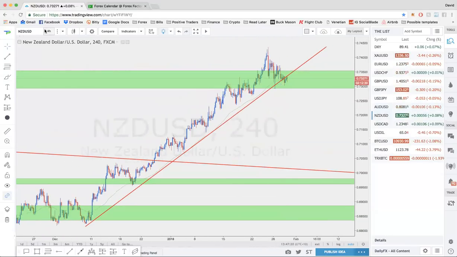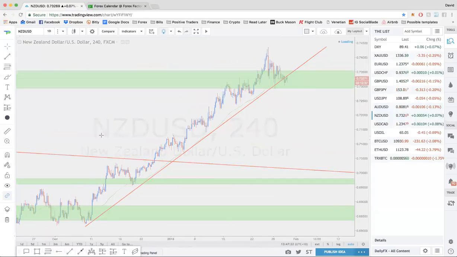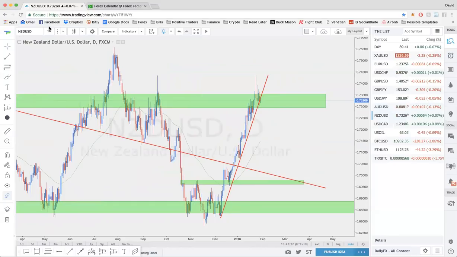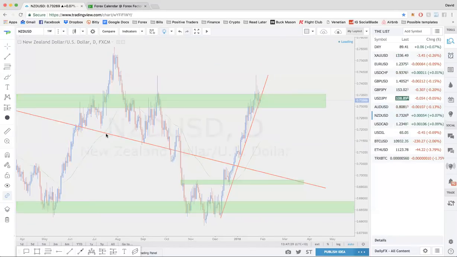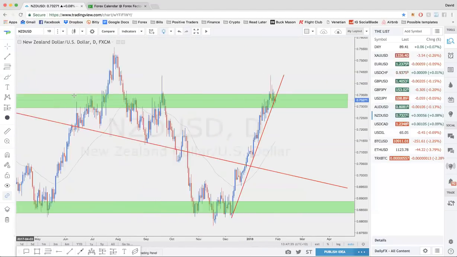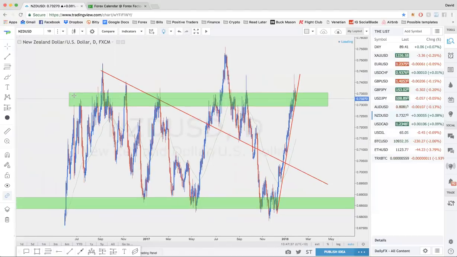NZDUSD, on the other hand, kind of makes me a little apprehensive about placing a trade on AUDUSD because we are getting quite a bit of resistance on this pair. One thing I am going to delete, I'm just going to remove that for now. And let's keep the daily. Let's see on the daily.